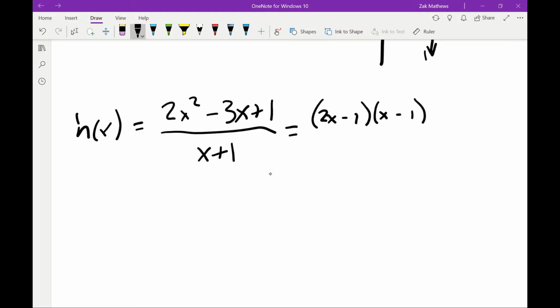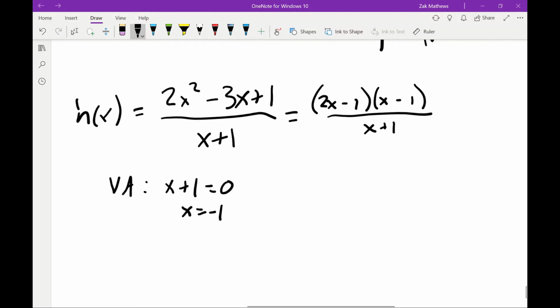Let's see if this works. So negative 2 minus 1, that does work, so we have it factored. Notice the factors are not the same on the top and the bottom, so that tells me I have a vertical asymptote, x plus 1 is equal to 0, or x is equal to negative 1 is my vertical asymptote.